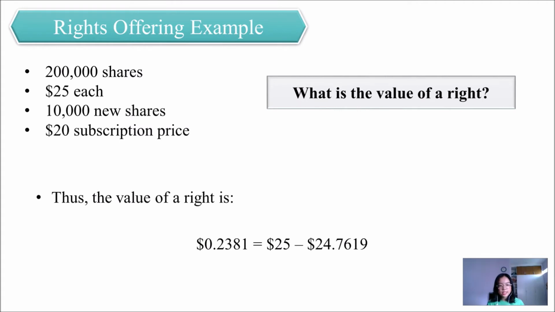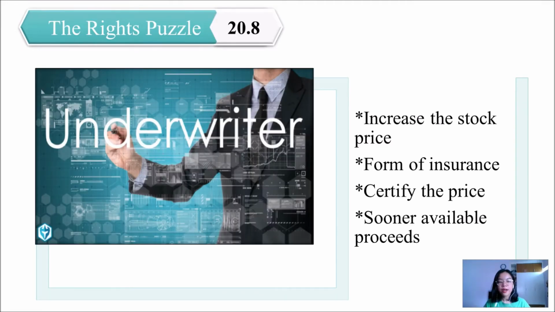For the last question, what is the value of the right? So we can see that basically we take the price of each share minus the ex-rights value that we calculated in the previous question, and we have the result that the value of a right is $0.2381. That's all I want to say about rights offering.